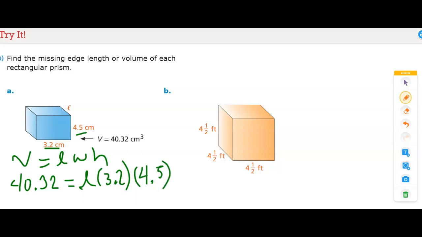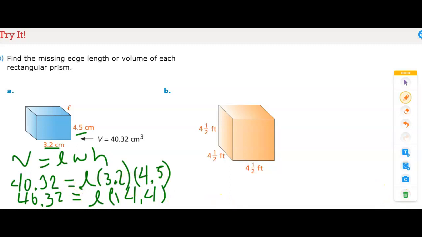Now we have to multiply. And we're going to multiply the 3 and 2/10 times the 4 and 5/10. That's going to give us 14 and 4/10. And that's going to be multiplied to the length. Still going to equal 40 and 32/100. Now we want to solve for the length.